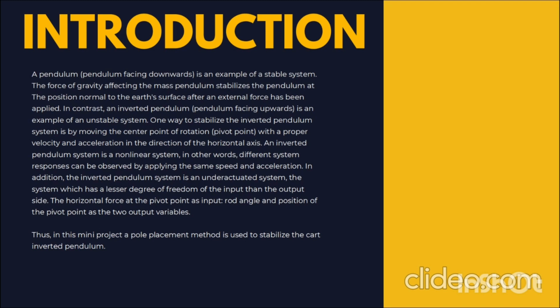In addition, the inverted pendulum system is an underactuated system, a system which has a lesser degree of freedom of the input than the output side. The horizontal force at the pivot point is the input, and the rod angle and position of the pivot point are the two output variables. Thus, our mini project is basically to use the pole placement method to stabilize the cart inverted pendulum.